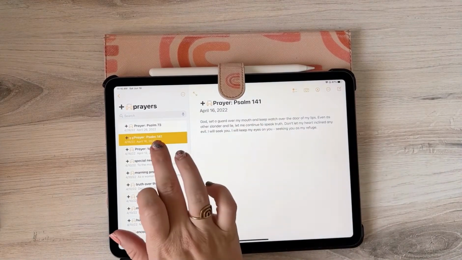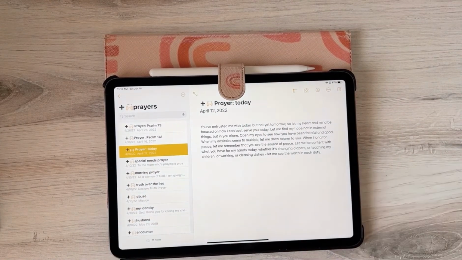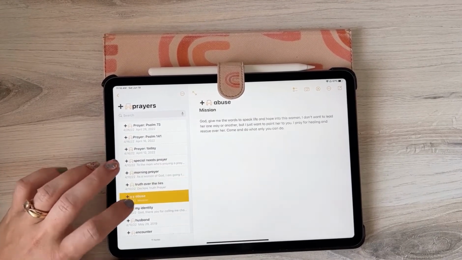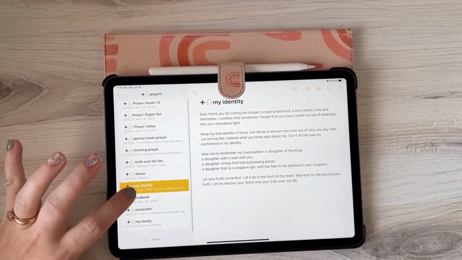This is from Psalm 141. This was a prayer for today. So special needs prayer, morning prayer. Just, I write prayers in here. And this is for 2 reasons.